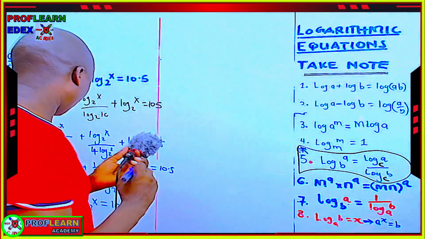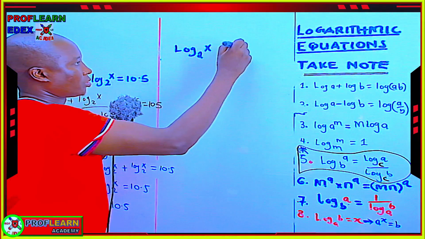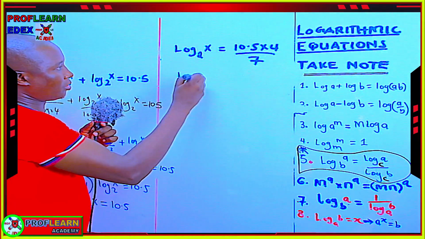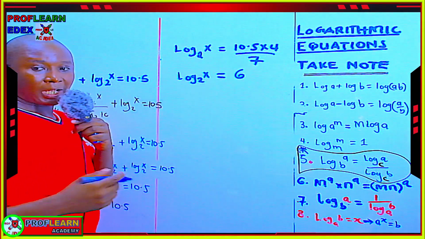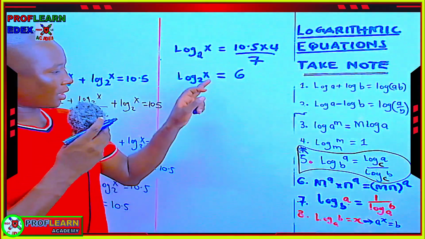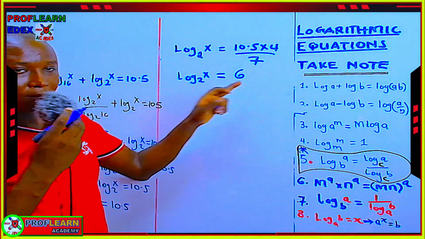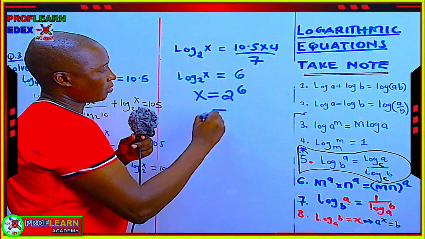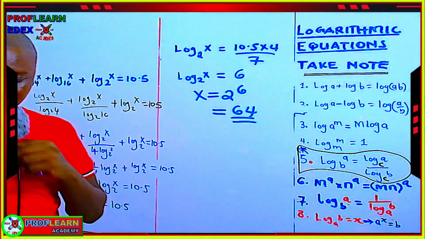Our expression becomes log x base 2 is equal to 10.5 times 4 over 7, which is log x base 2 is equal to 6. Now in index notation, if you have log b base a, that can be written as b equals a, the base, raised to this number. So x is equal to 2 raised to power 6, which is equal to 64 as the final answer in this case.